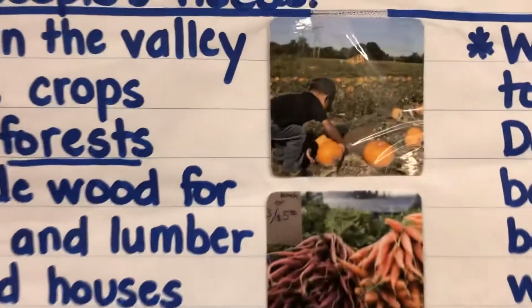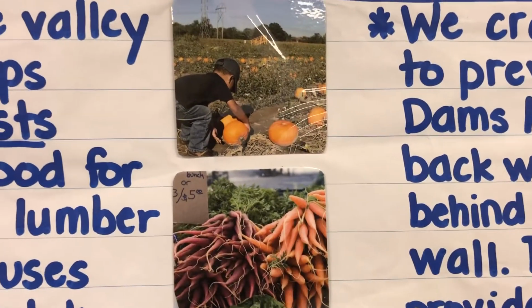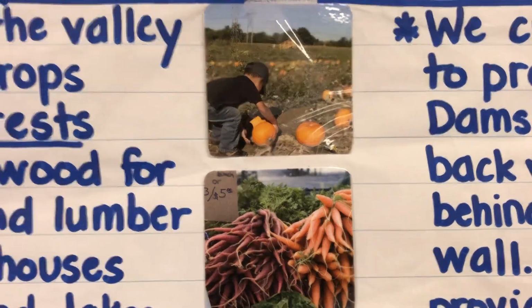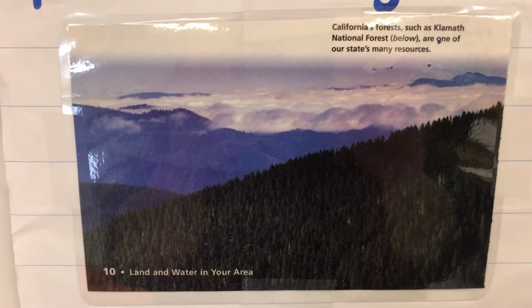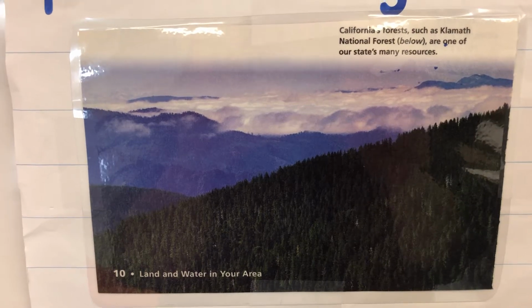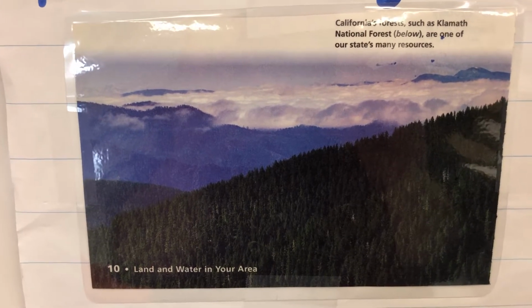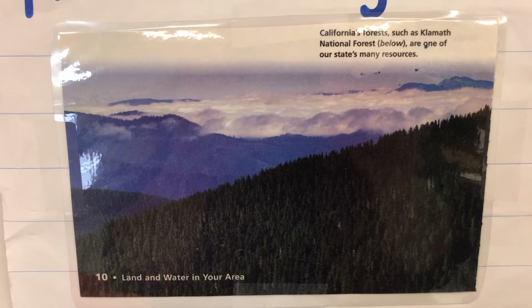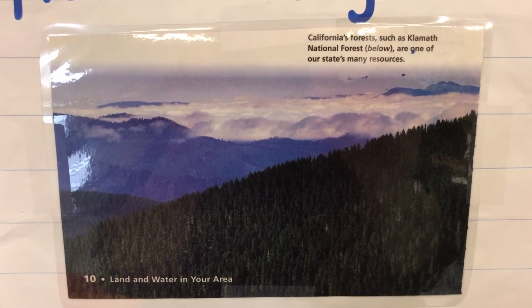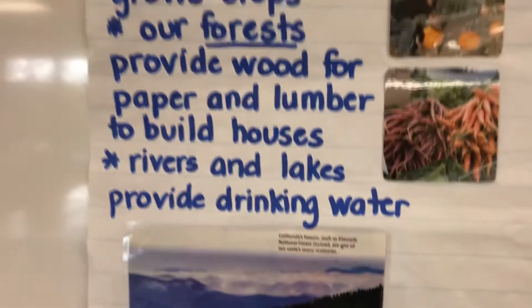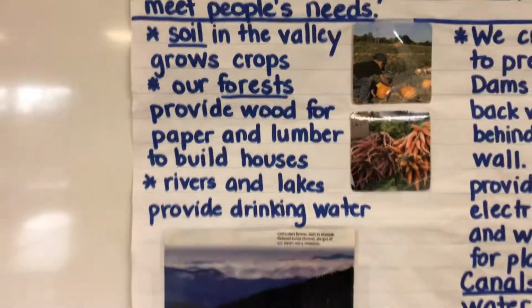So for example, here's the soil that's produced these things in the valley. And here's some trees in different regions so that you can have paper. All right, typically we find these things in the mountain regions. We find those forests there. All right, so we do have a lot of resources here in California, right here in our regions.